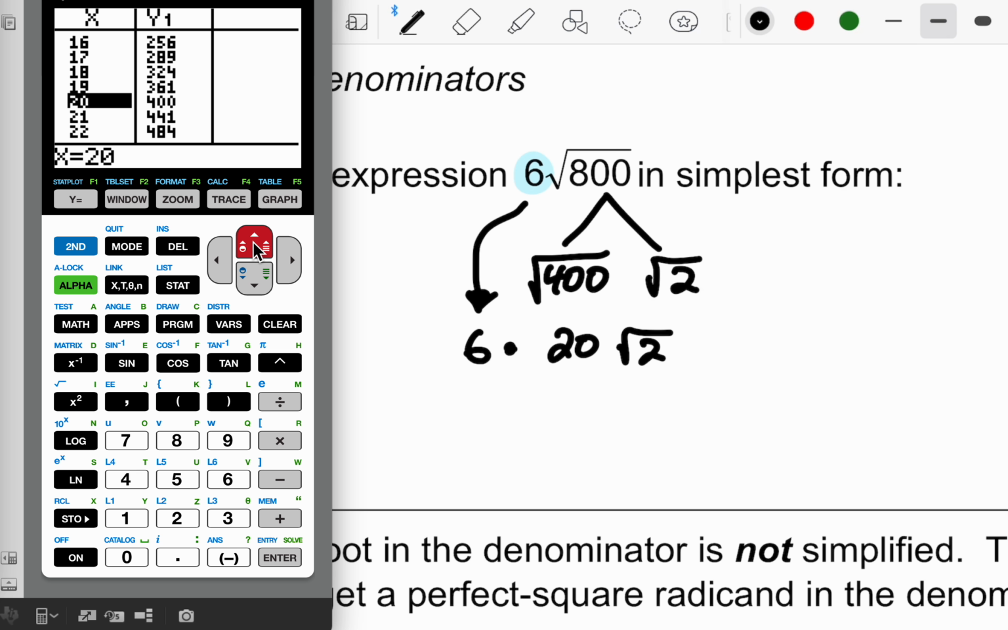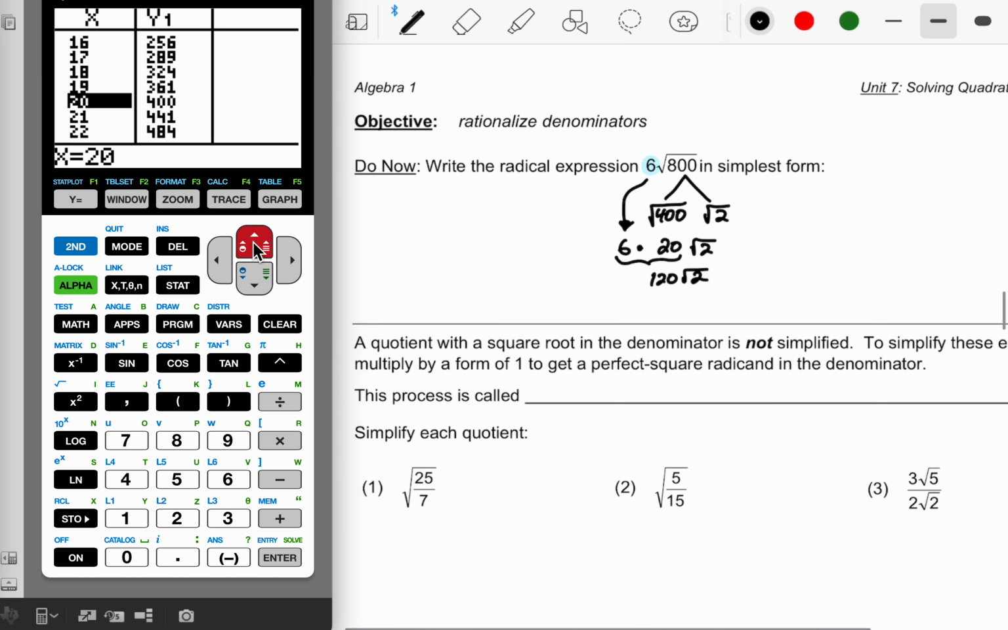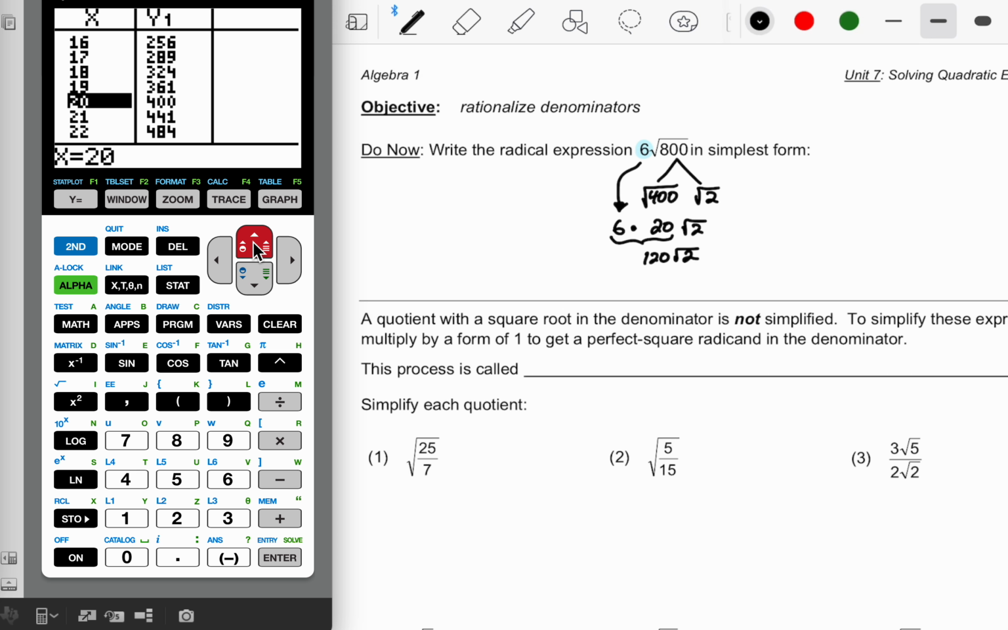All right? Long story short, we need to multiply the 6 by the 20, giving us 120. So 120 radical 2. All right. So whatever that coefficient is there gets multiplied by whatever the new coefficient is. All right.